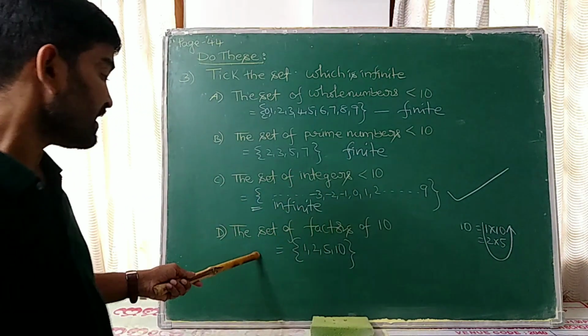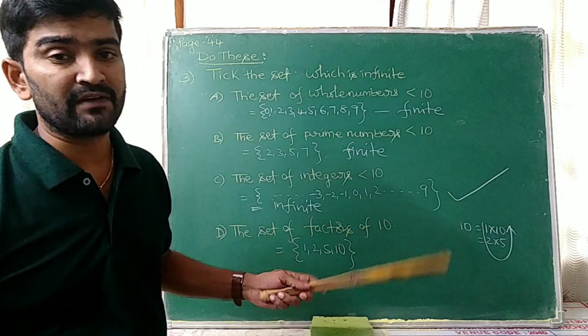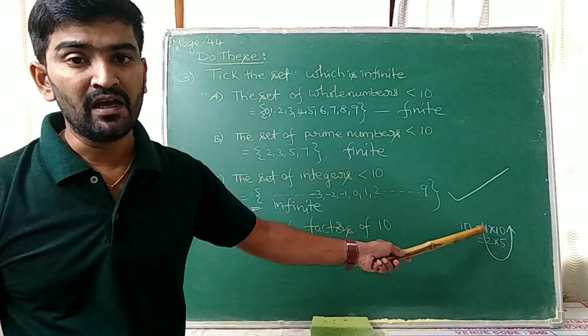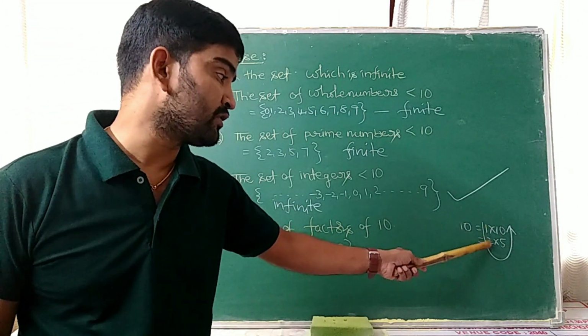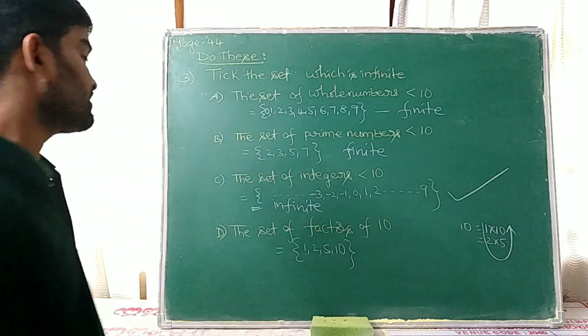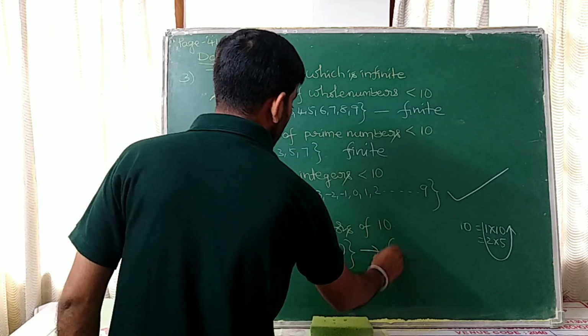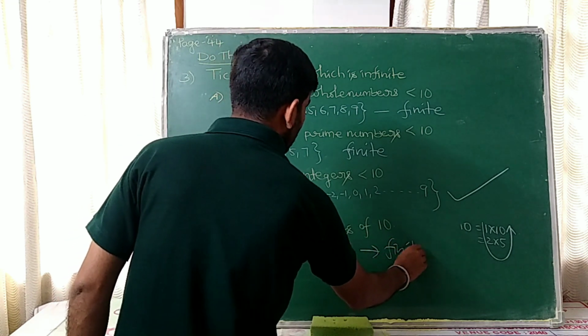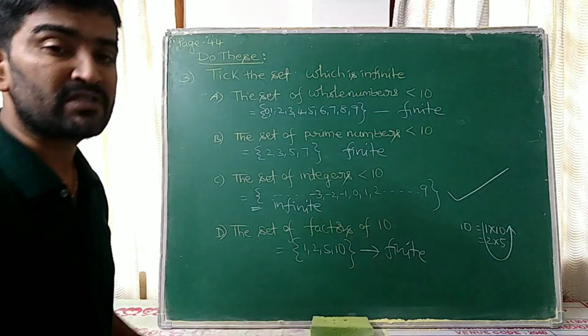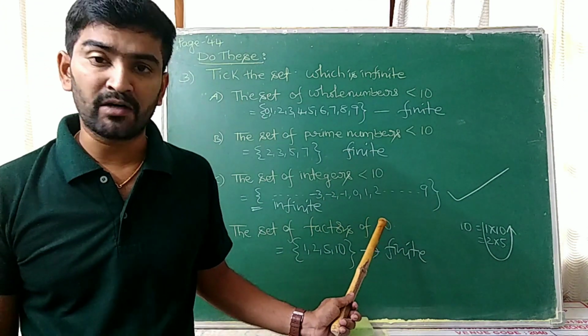Okay, now the set of factors of 10. We know how to write the factors of 10. These are the factors of 10: 1, 2, 5, 10. So it also has a countable number of elements, that is 4 elements. So it is also finite. So here, the answer to question C is infinite, that we have to tick.